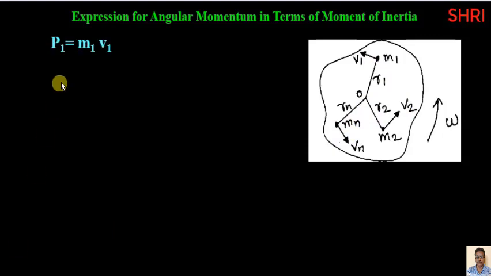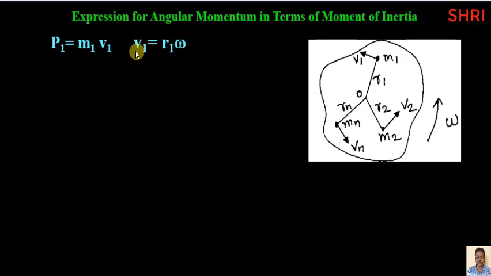Then the linear momentum of the first particle will be given by p1 equal to m1 v1, but v1 equal to r1 omega, the relation between linear velocity and angular velocity. Note that we have not written omega 1, because though the different particles are at different distances from the center of rotation and their linear velocities are different, their angular velocity is the same. Angular velocity is the rate of change of angular displacement. It is related with angle. Therefore all the particles rotate through the same angle in the same time, so omega is the same for all the particles.